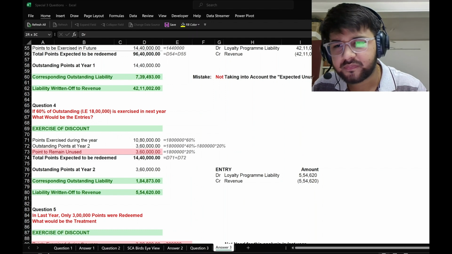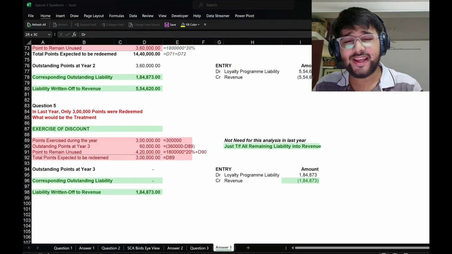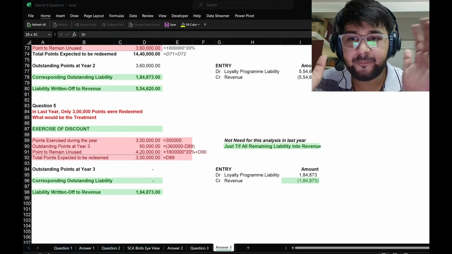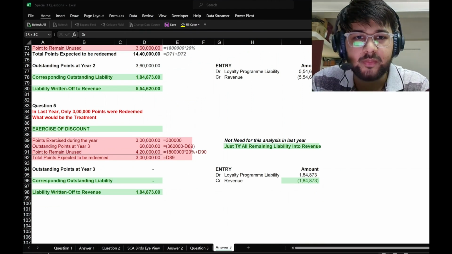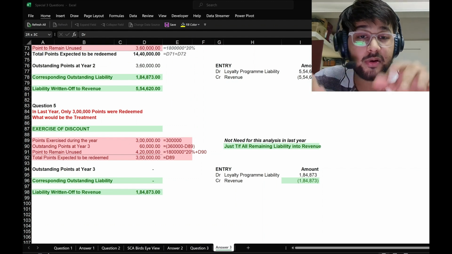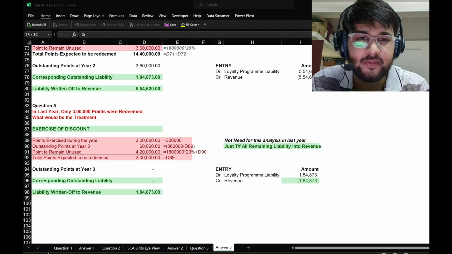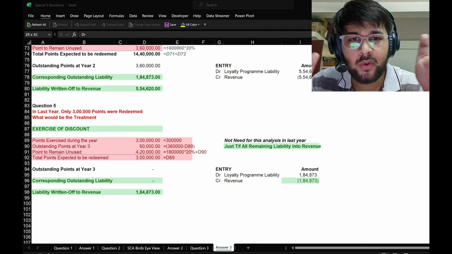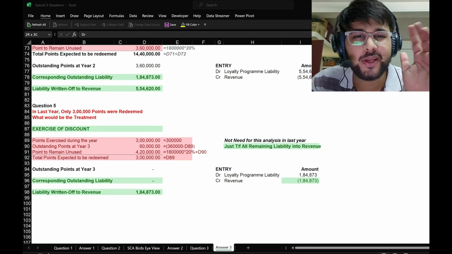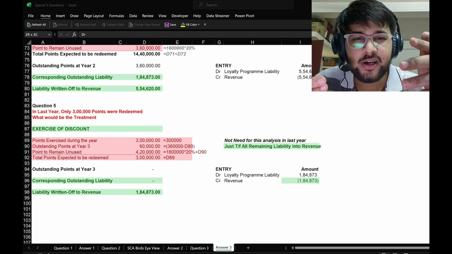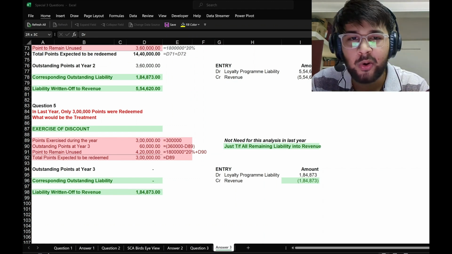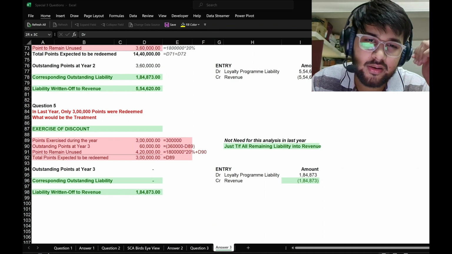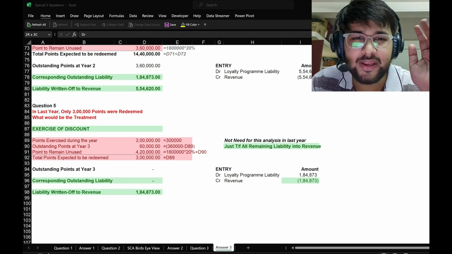Very simple. The last part of the question is, in the last year, the third year of the program, 3 lakh points were redeemed. What would be the treatment? So this is a curveball. Why is that so? Because if you think from the point of share-based payments, let's say, it's just a view that the accounting criteria is somewhat similar. You'd be expecting so and so points to be redeemed, so and so options to be vested. Similar thinking could be applied here. In the last year, what you would be doing is just clearing out all your provision, like provision for share-based payments, and emptying it into your retained earnings.